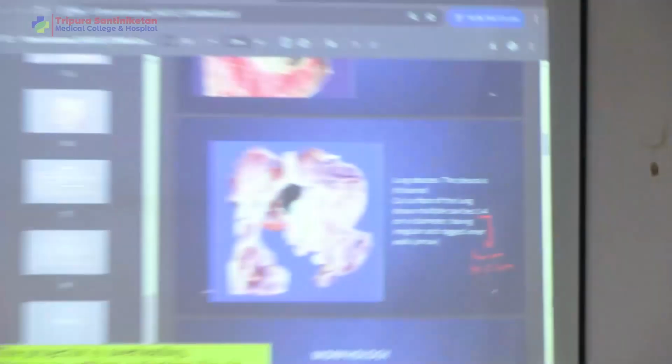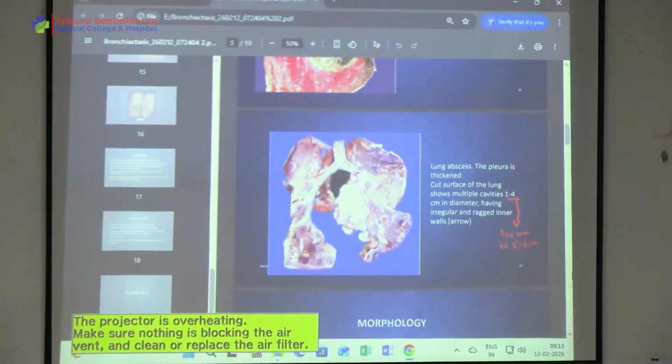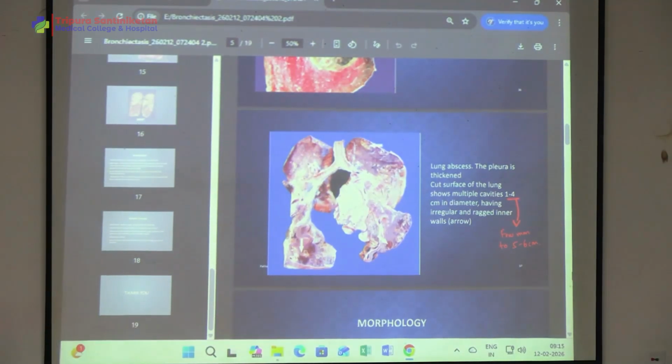This is a cut surface of the lung showing thickened pleura and multiple cavities. You can say multiple cavities as well. So multiple cavities around 1 to 4 centimeter in diameter. And how does the cavity look? It is irregular and the inner walls are ragged.